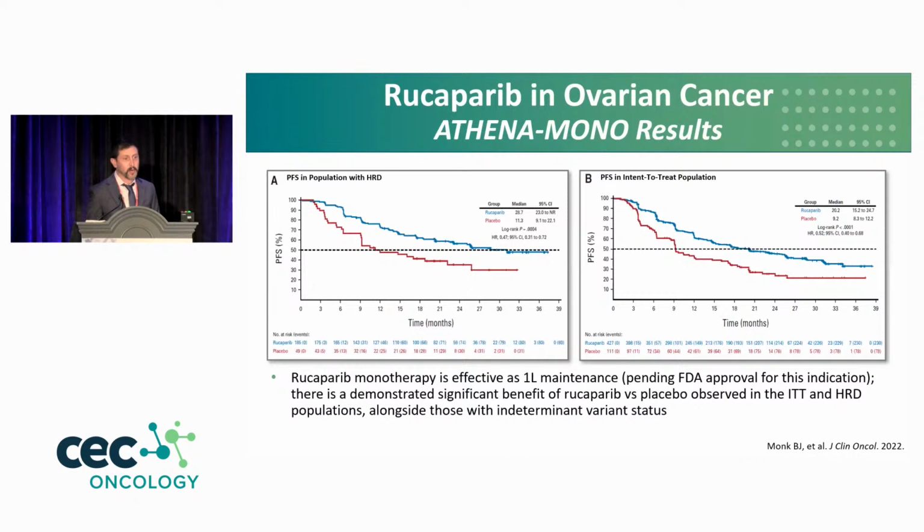And rucaparib in ovarian cancer. So this is monotherapy looking at first-line maintenance. It is pending FDA approval. However, again, as a class effect, it demonstrated significant benefit of rucaparib versus placebo in the HRD populations, as well as the indeterminate variant status. So similar studies showing similar results with PARP inhibitors.